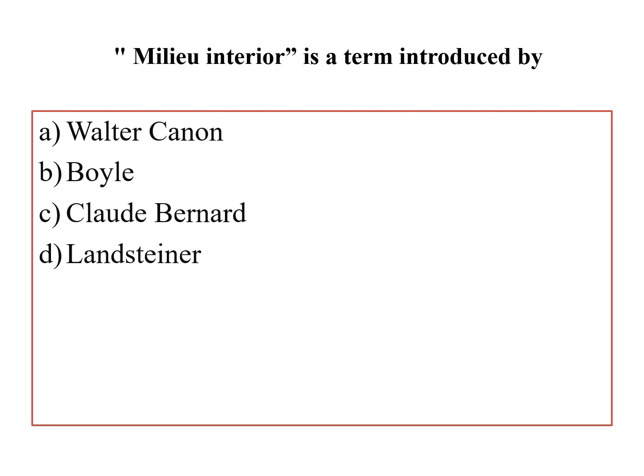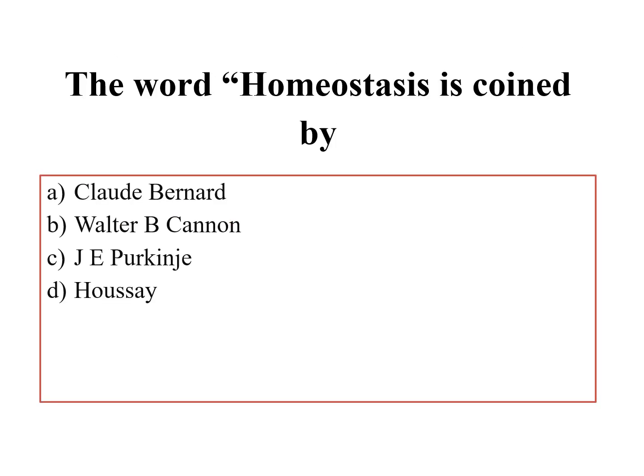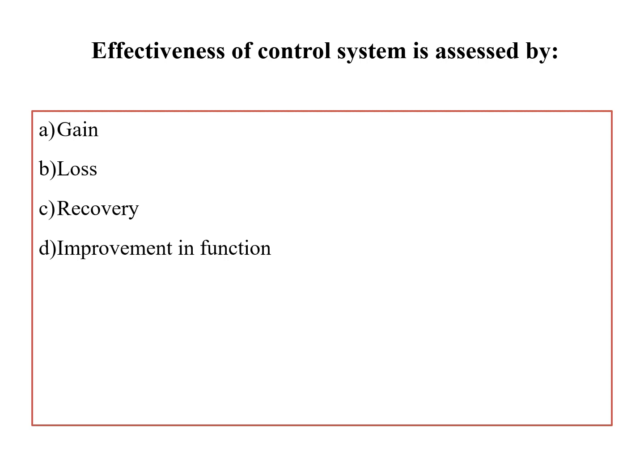Milieu interior is a term introduced by, yes, only two scientists we should remember, Walter B. Cannon, that is Walter Bradford Cannon, and Claude Bernard. Claude Bernard introduced the term milieu interior, which means internal environment, whereas Walter Bradford Cannon introduced the term homeostasis. So the word homeostasis was coined by Walter Bradford Cannon, W.B. Cannon. Effectiveness of a control system is assessed by: gain, loss, recovery, improvement in function. So we know gain is the one which is used to measure the effectiveness of the control system.